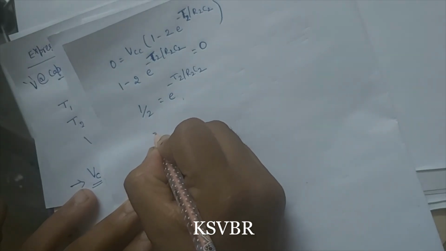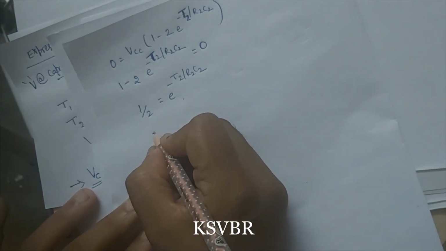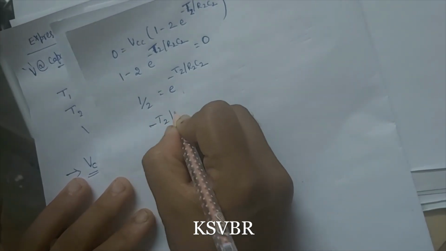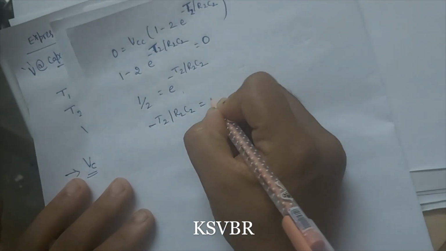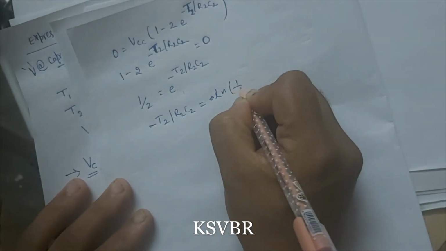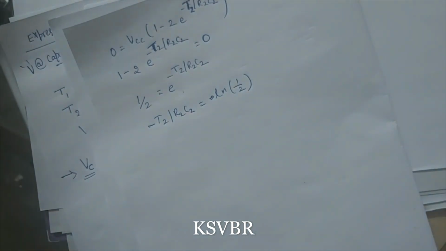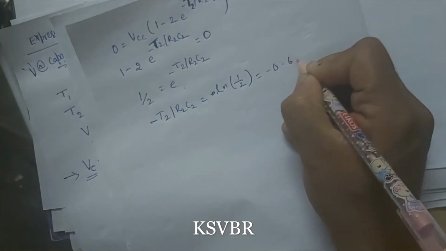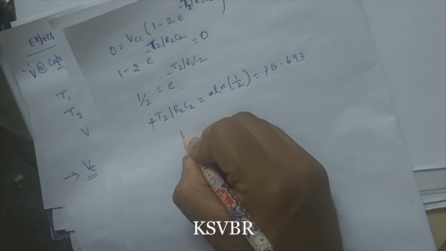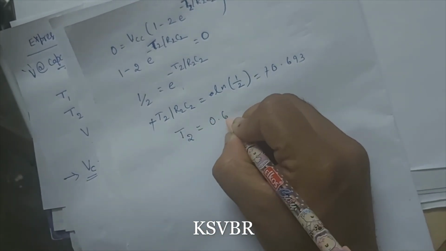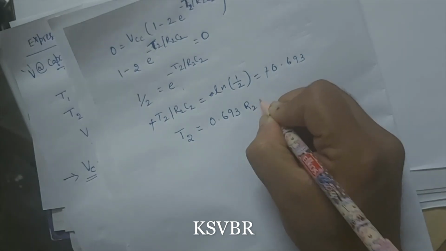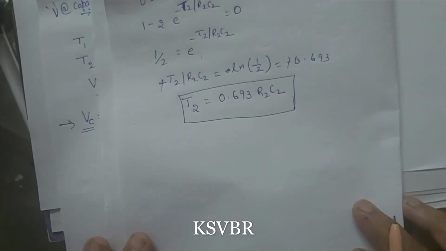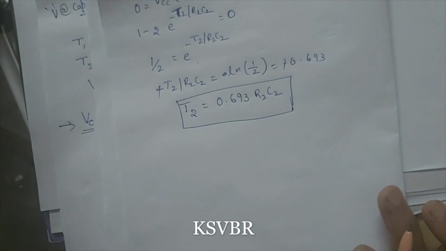From this, by using logarithmic approximations, we take minus T2 by R2 C2 equal to ln of 1 by 2. What is ln of 1 by 2? It is minus 0.693. Minus and minus get cancelled, and T2 is equal to 0.693 times R2 into C2. This is the T2 value.